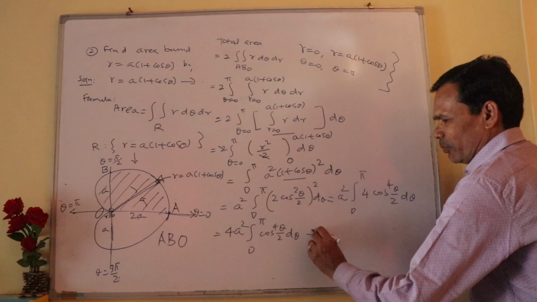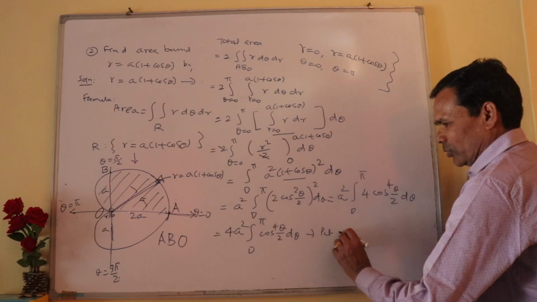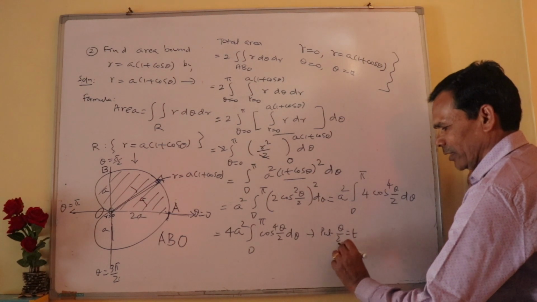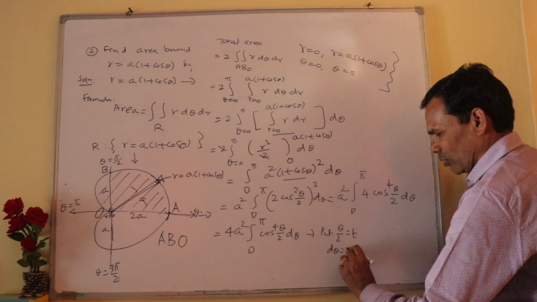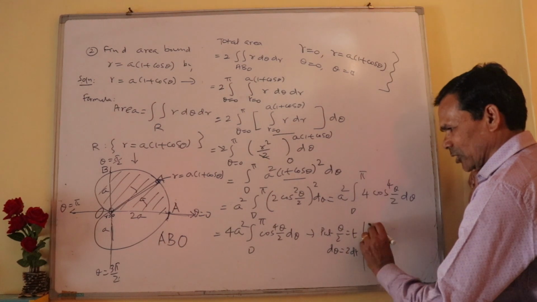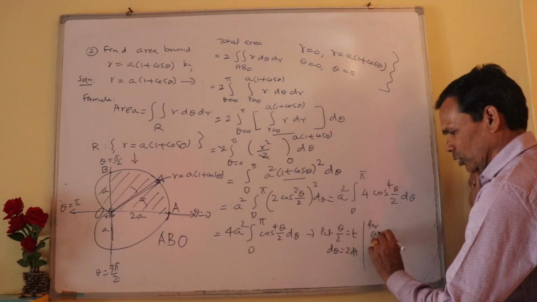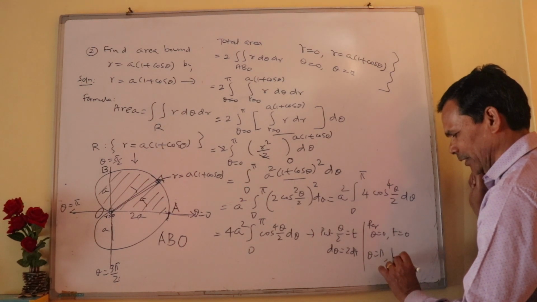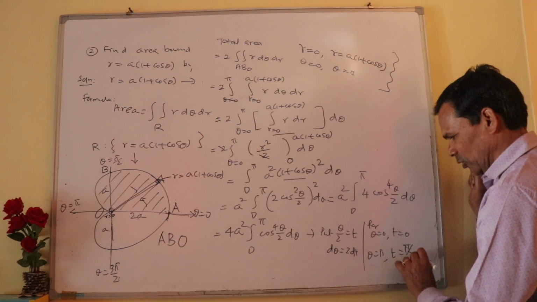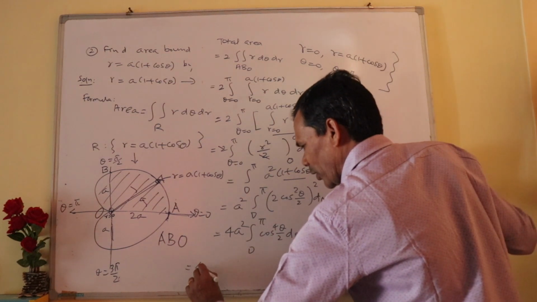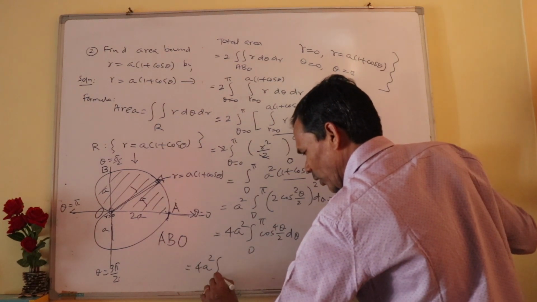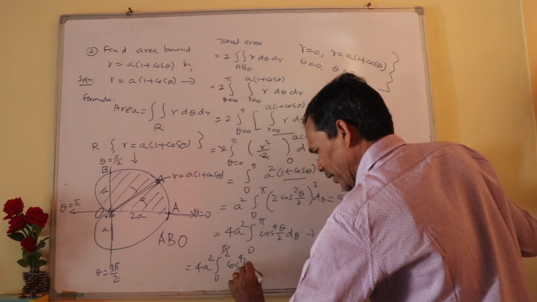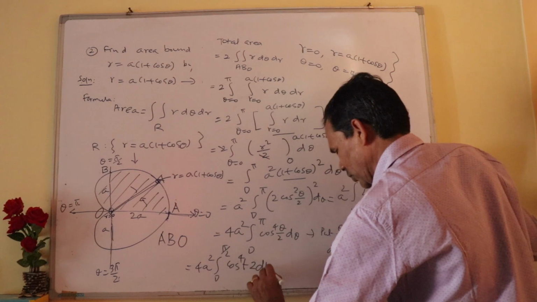So I simplify this, put substitution, convert this to limit 0 to pi by 2 and use the reduction formula. Theta by 2 is equal to t. So d theta is equal to 2 times dt, and limits: for theta is equal to 0, t is 0, and for theta is equal to pi, t is pi by 2. So these are the limits you are getting. So this is 4 times a square with new limits t from 0 to pi by 2, cos raised to 4t, d theta is 2 times dt.